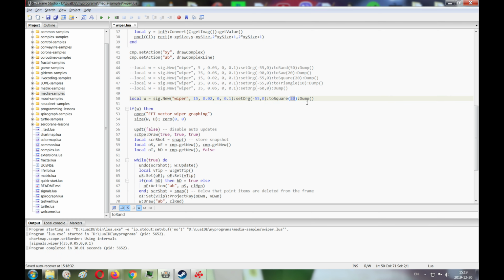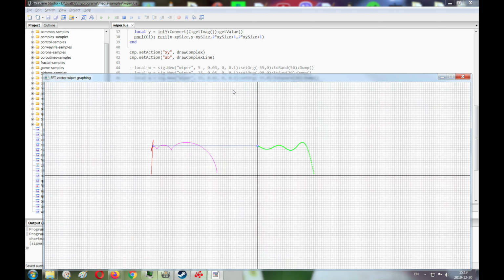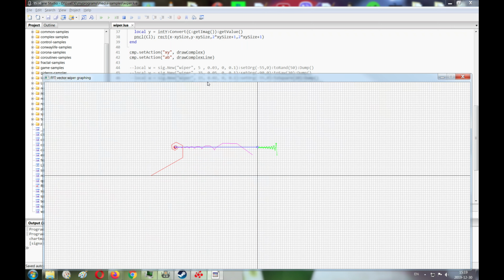So if I take 5 terms, this will look a lot like a sine wave rather than a square wave. But if we increase the terms, boom, it becomes more accurate as expected.